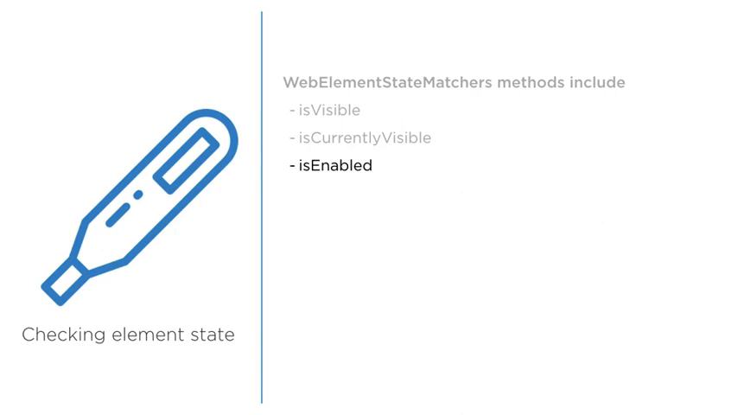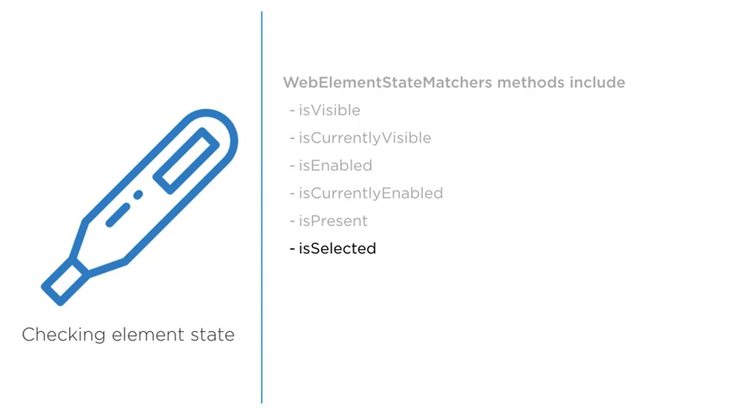You also have isEnabled and isCurrentlyEnabled, which are the equivalent checks, but to see whether an element is enabled in the HTML sense, which can be useful for fields or buttons and so forth.